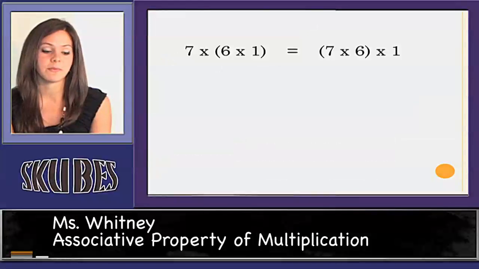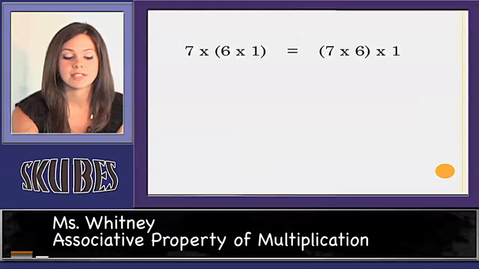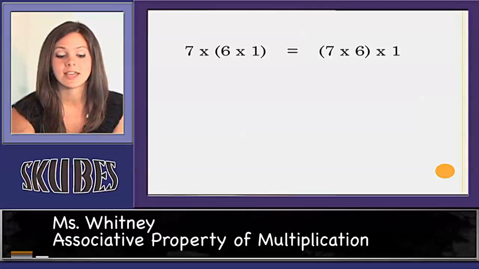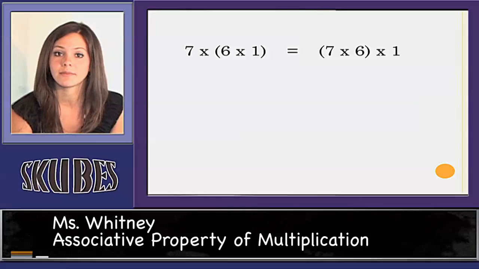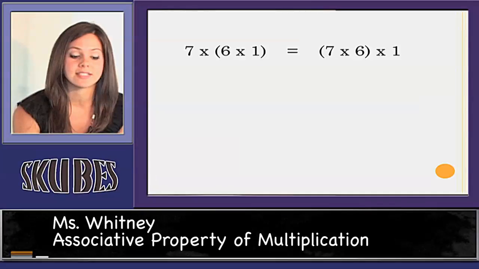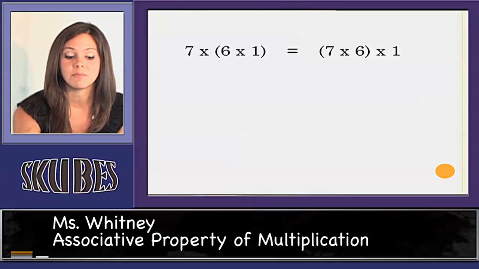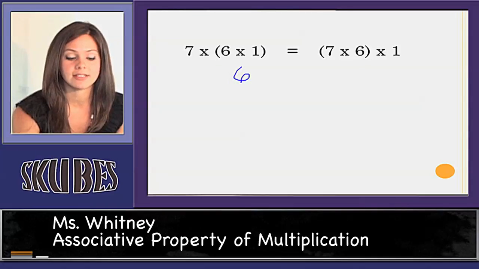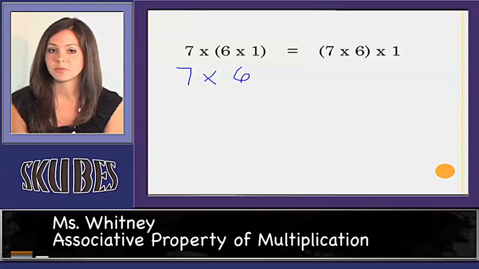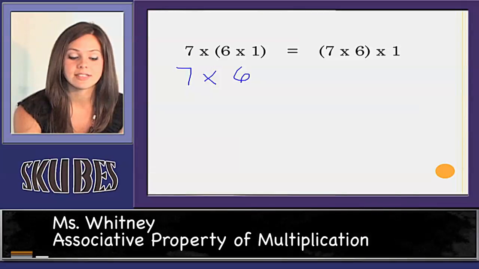Let's look at this example. On the left side of the equal sign, we have 7 times 6 times 1 equals 7 times 6 times 1. But on the left side, we have the 6 and the 1 in parentheses. We must start with 6 times 1, and that is 6. Then we bring down the times 7, which we have not used. 7 times 6 is 42.